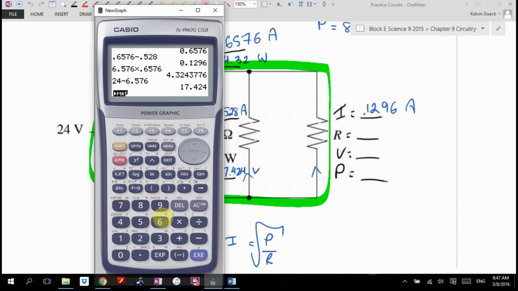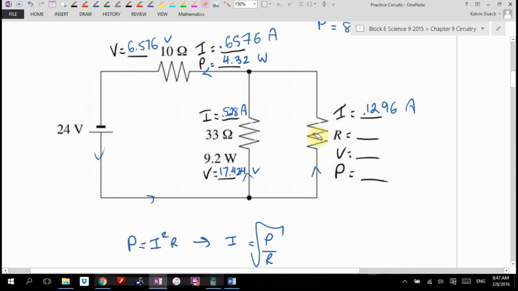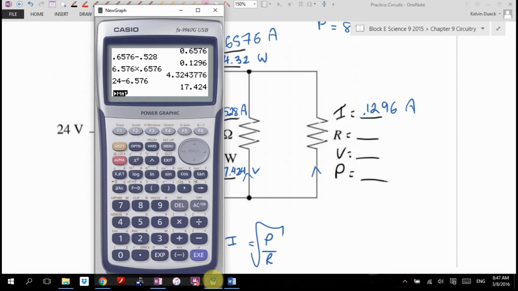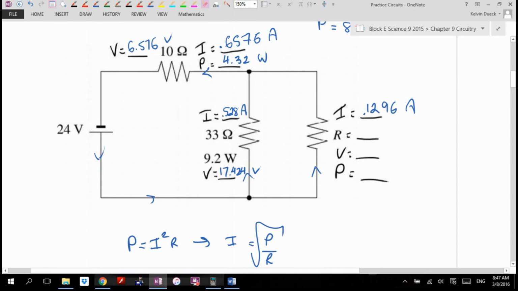And someone wanted to say, Mr. Dewick, couldn't I have also noticed that these two are in parallel and will have the same voltage? Yeah, because I got the same answer. As a shortcut, you might have noticed, hey, I can move that voltage right to there. And if you did, great. You're really wrapping your brain around some of the tricks of the trade, Danielle, some of the shortcuts you can take. But you'll notice you didn't really need that shortcut. It's just a shortcut. It's not essential. 17.424.